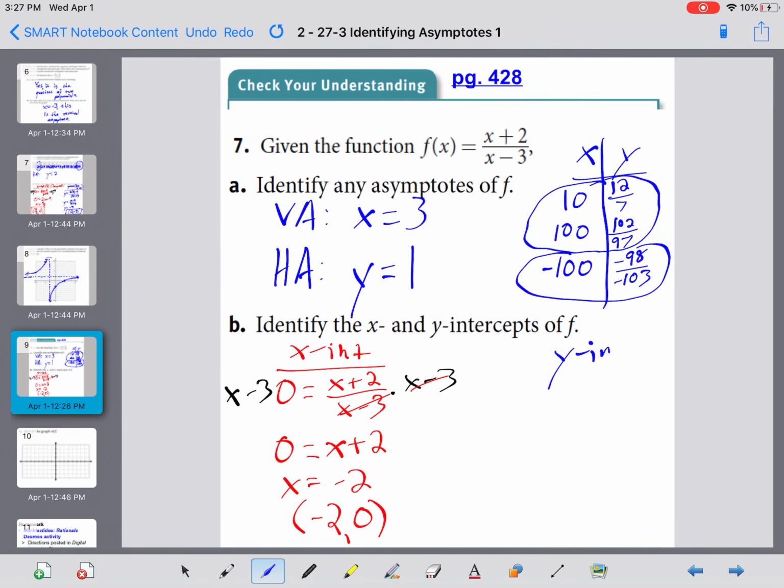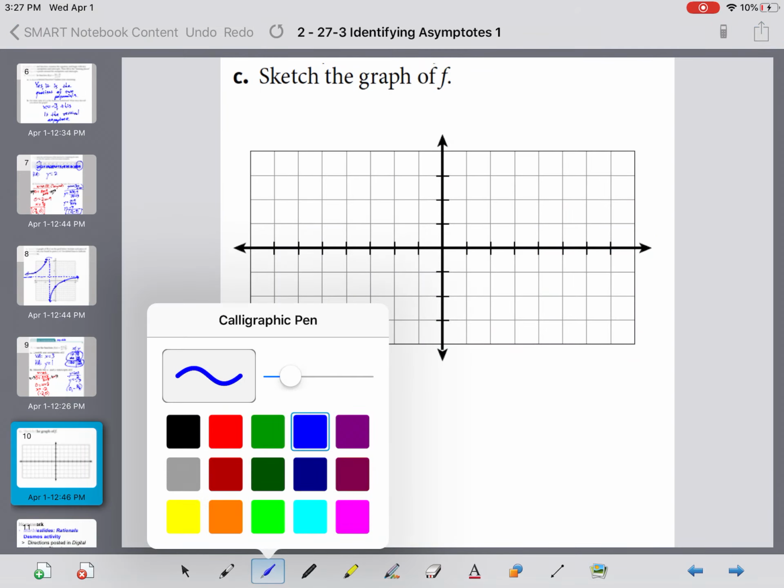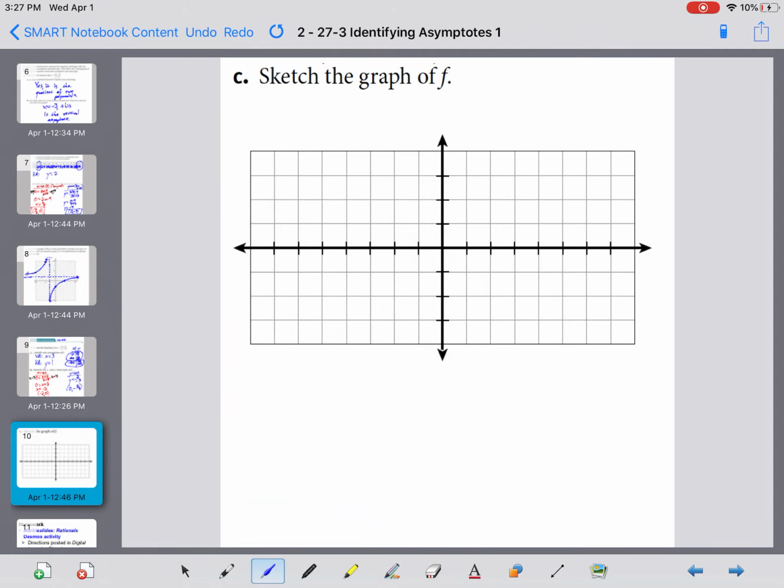The y-intercept, plug in 0 for x, you get y equals, now you can probably do this right away in your head. If I plug in 0 for x here and there, both of those x's go away, or just turn to 0. So I get positive 2 over negative 3, which is my y-intercept, 0 comma negative 2 thirds. Okay, so I got an x-intercept, I got a y-intercept. I have horizontal and vertical asymptotes. Let's see what I can do with that.